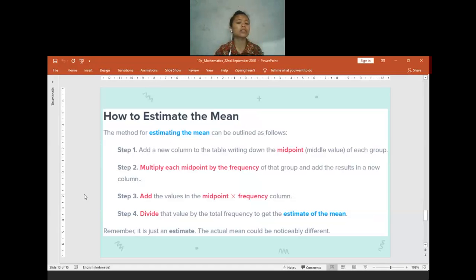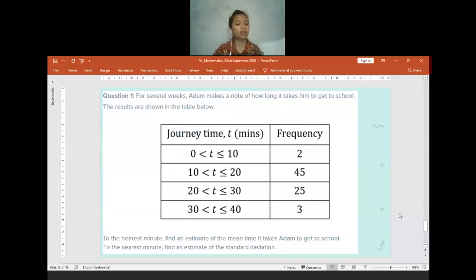Now, how do we estimate the mean? When we estimate the mean, usually the table will be given in a range. Because the table is given in a range, we have to find the midpoint first. For the midpoint, you plus the values given in the interval and then divide by 2. After that, you multiply the midpoint with the frequency, so you will have the fx. Then you total the frequency, so you will have the sigma f. So the mean is sigma fx divided by sigma f. You can calculate using a calculator.